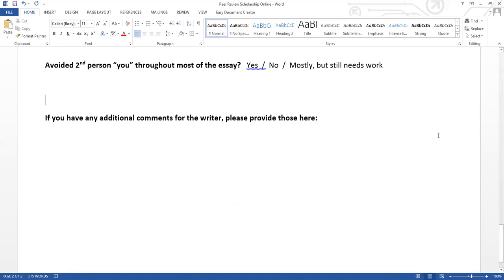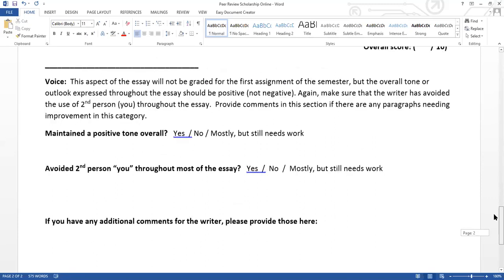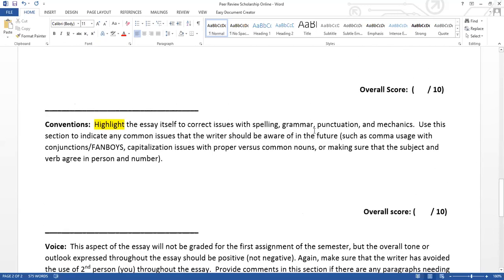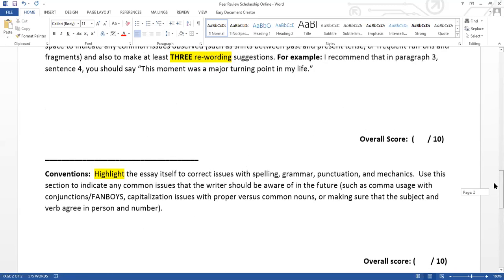So with that, this is it for the peer review worksheet. And again, if you feel like you struggle more with the conventions part of things, the spelling, grammar, punctuation, remember that I'm uploading a couple of extra separate videos as well as documents to help you, refreshers on stuff like that.